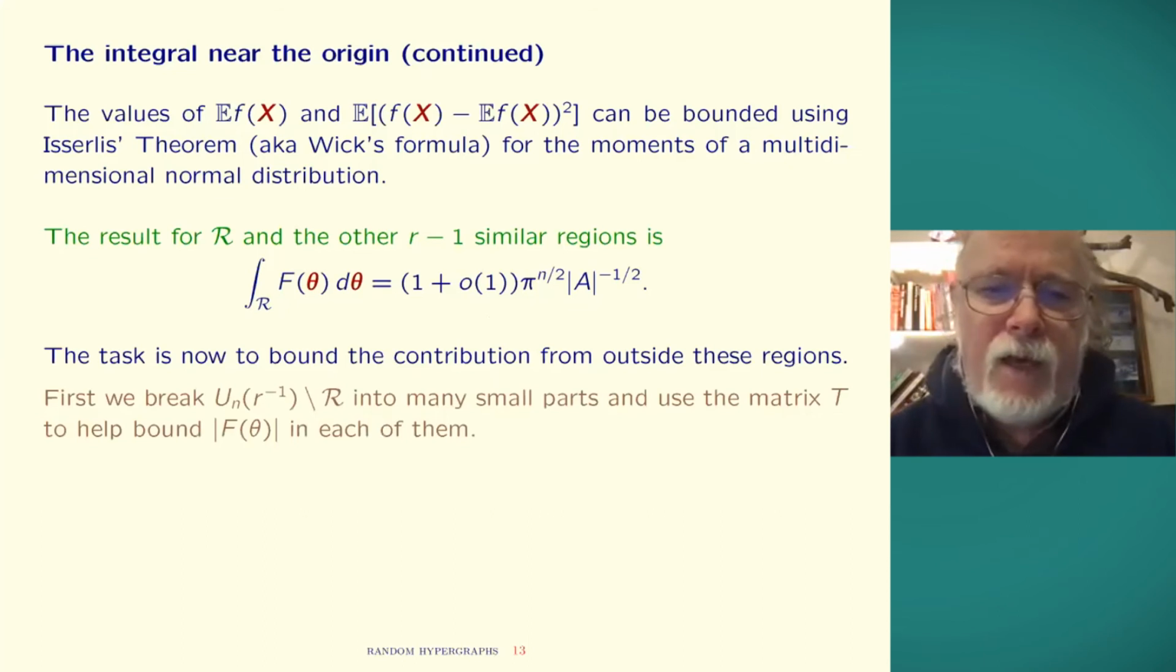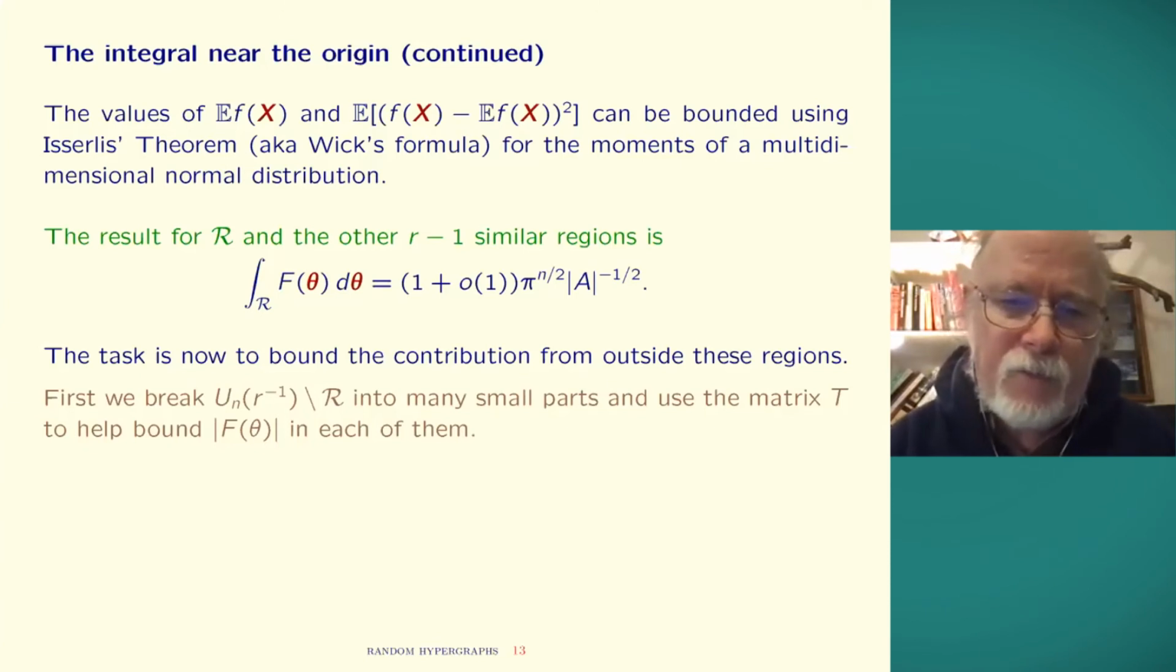So this gave us the integral inside the small regions at the origin. Remember, there's r of these equivalent regions altogether, so you just multiply this by r to do all of them. And now you have to get the contribution from outside these regions. And the next thing we did was we surrounded each of these r points of concentration by a box of size r to the minus 1. R is the edge size again, remember?